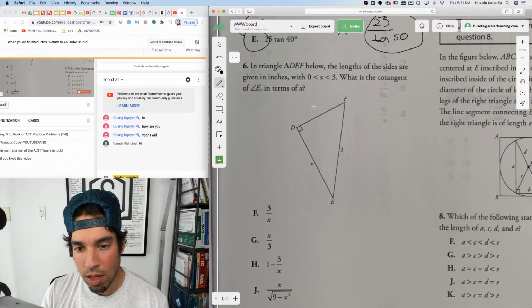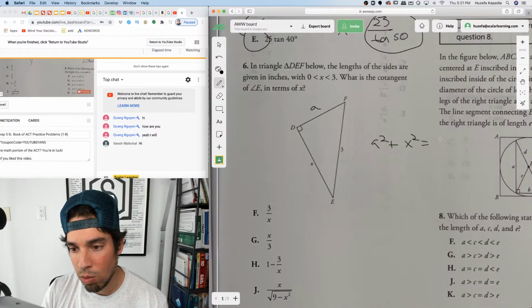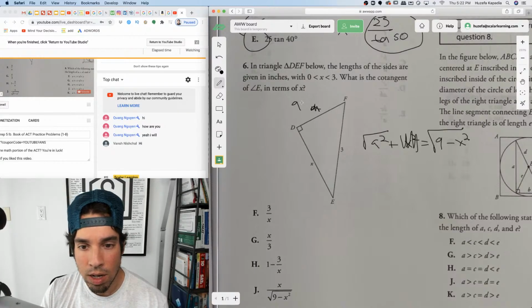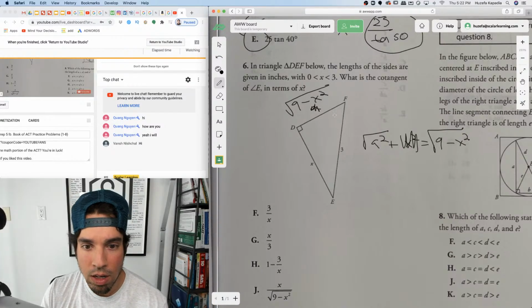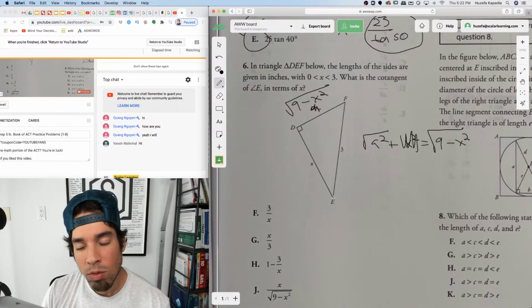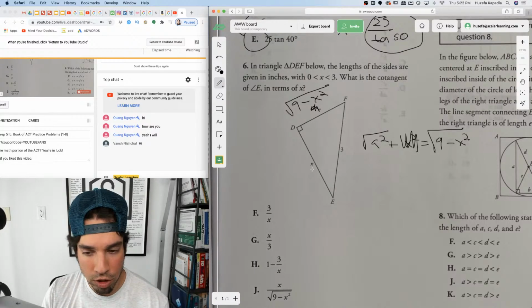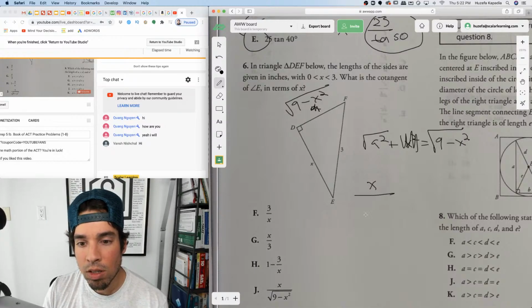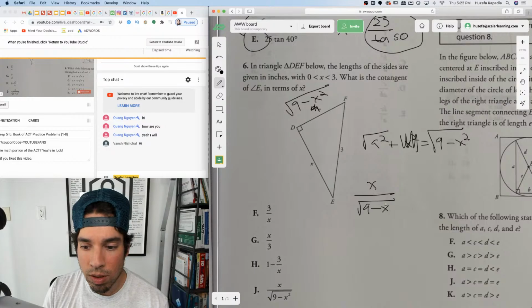So let's actually write it out. Let's pretend this is a for now, okay? a squared plus x squared equals 3 squared, which is 9. If I want to know what a is, subtract x squared from both sides, and then take the square root. So a equals the square root of 9 minus x squared. Now, what's cotangent of E? Remember, tangent is opposite over adjacent. Cotangent is adjacent over opposite. So it's x over the square root of 9 minus x squared.